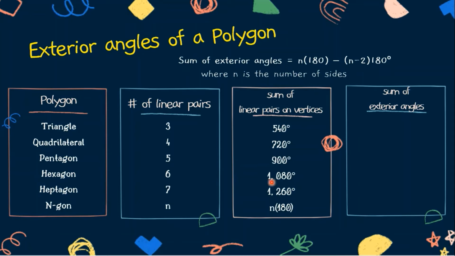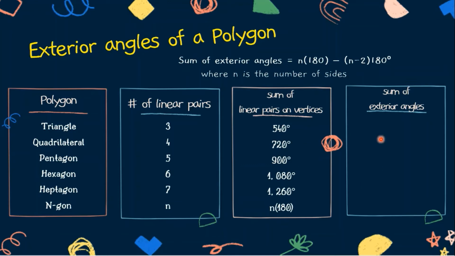So, pansinin natin na ang sum of linear pairs on vertices ay nakukuha natin kapag minultiply natin yung ating constant na 180 degrees dito sa kanilang sides. Say for example, ito for pentagon, yung number of sides niya ay 5. 5 multiplied to 180 ay 900, kaya 900 degrees yung kanyang sum of linear pairs on vertices.